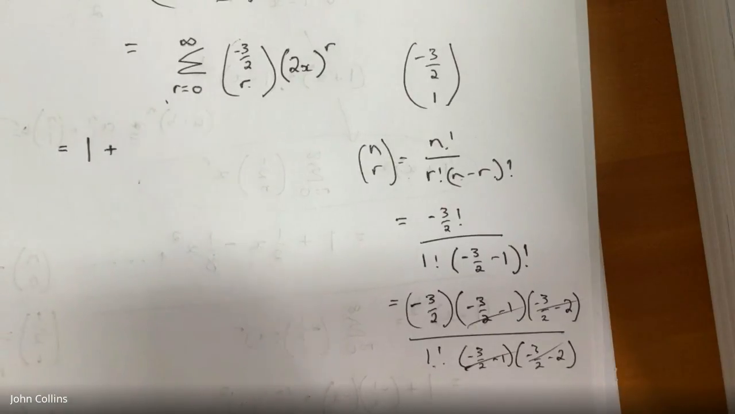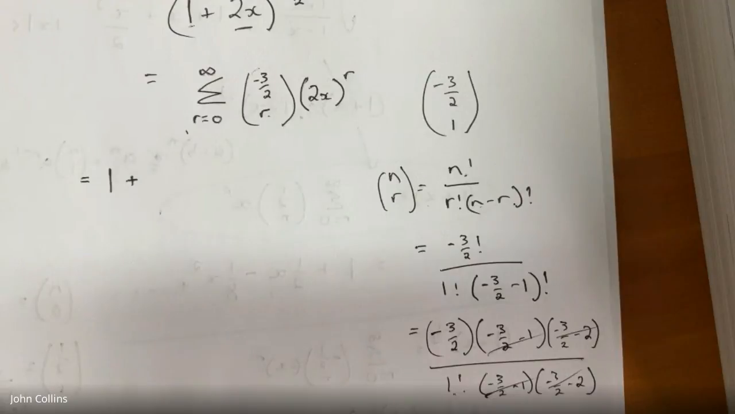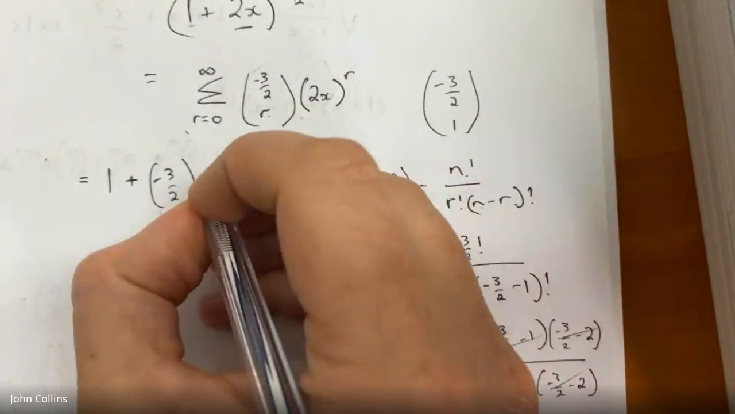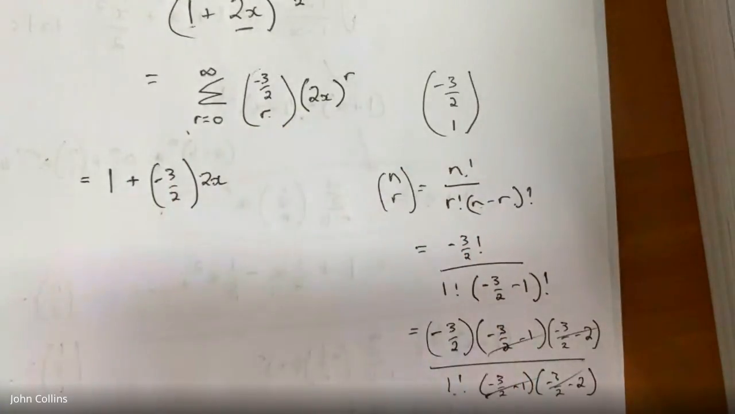So we would have minus 3 over 2 then, times 2x to the 1, which is just 2x. Sean, do you know what the second term of this would be?